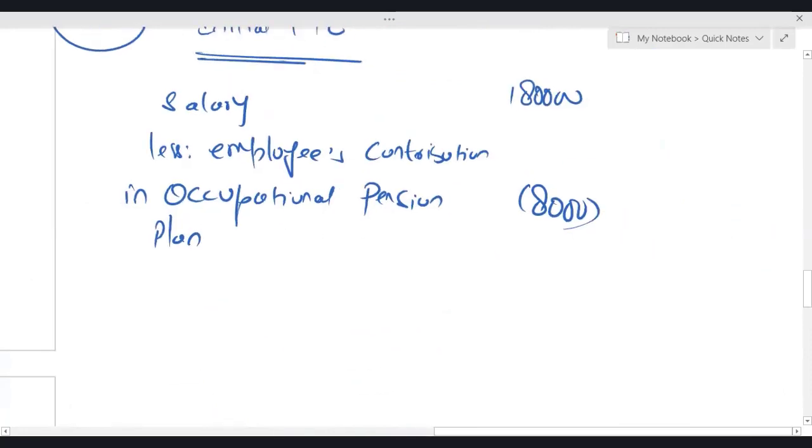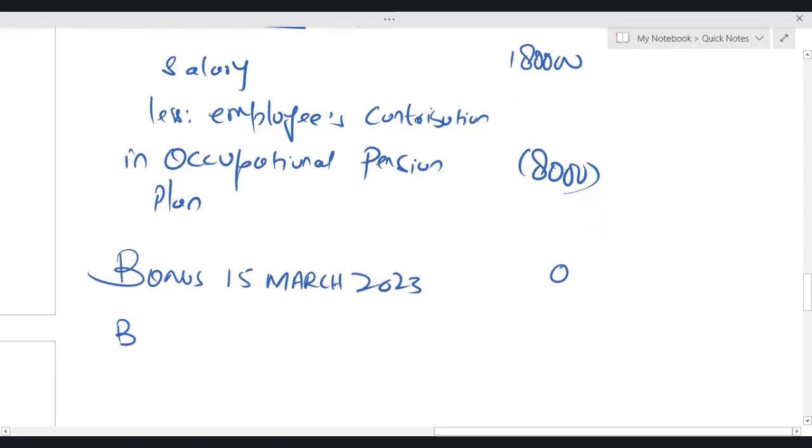It was mentioned in the question that if there is any information which does not have any effect, then you have to write 0. So the bonus of 15 March 2023 is just 0. But the second bonus definitely falls in the current tax year, so we will consider this one, which is 24,000.